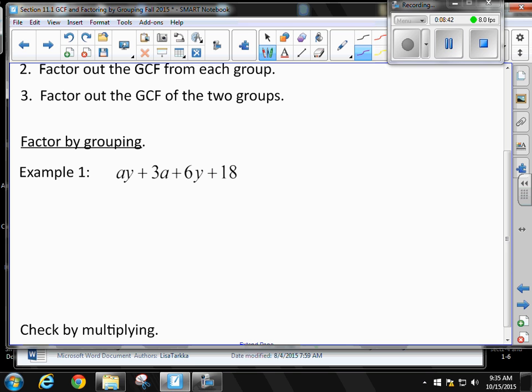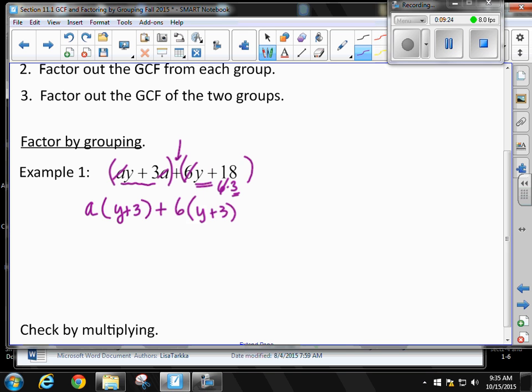Number 1, I'm going to insert my grouping parentheses, leaving that addition sign in between my two sets of parentheses. And I look to see what does my first group have in common. The first group has a common factor of a, and in parentheses, if I look at what's left, I have y plus 3. The second group, 6 and 18 have a common factor of 6. 18 can be written as 6 times 3. So I'm going to take out a common factor of 6. So I had the plus in between, and now 6 is my common factor, and what I'm left with is y plus 3.